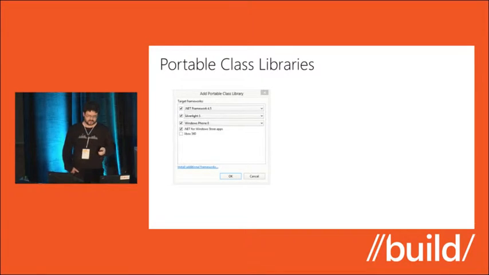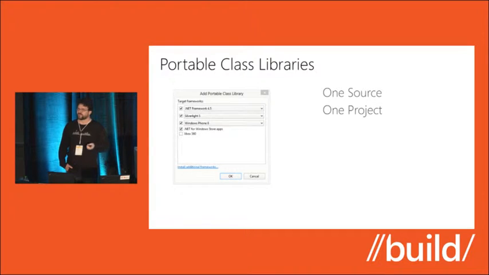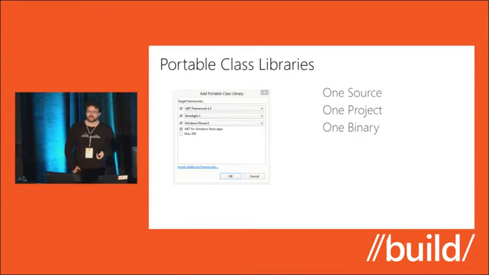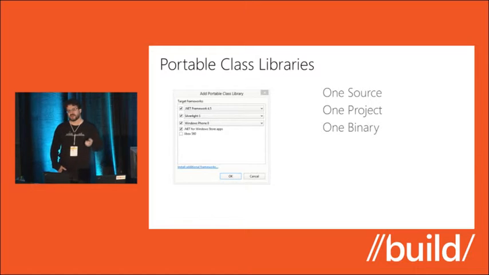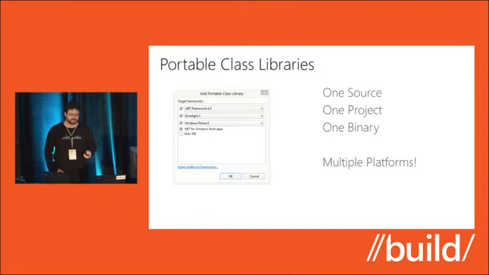And then in there, you'll write some of your code that you want to be portable. What it ends up giving you is, one, you write your source once, in one of these projects. In our case, we had one portable class library. But you're compiling to a binary which is portable across Windows 8 and Windows Phone 8. And what that means is you can target multiple platforms. And we're going to show you how to do that as well. So that's a simplified look at portable class libraries.